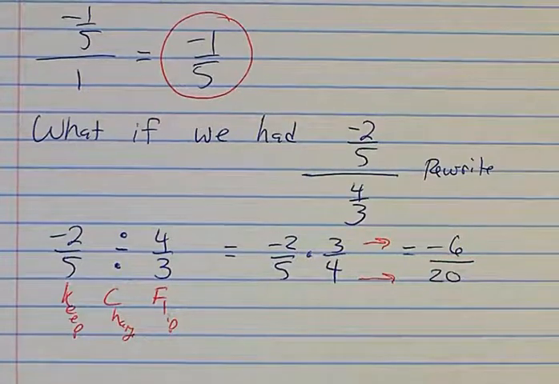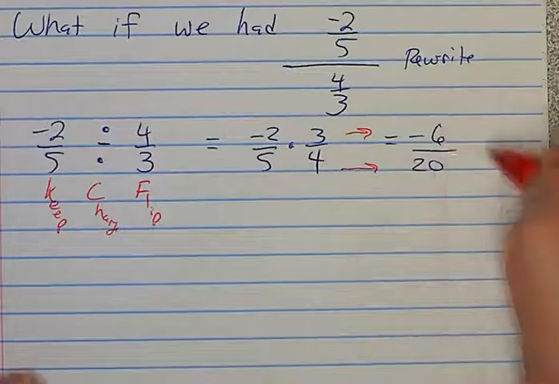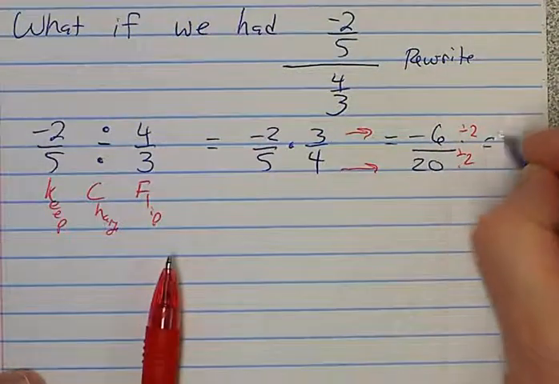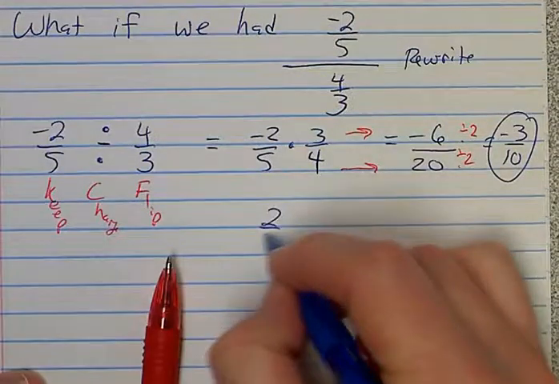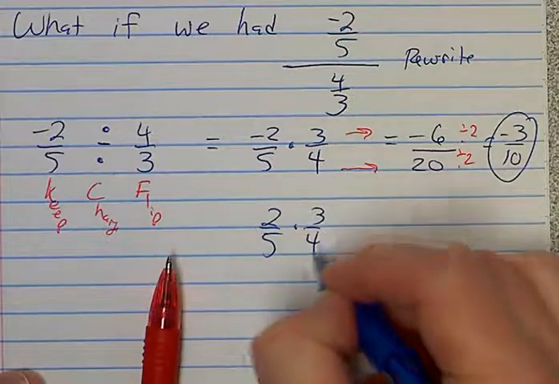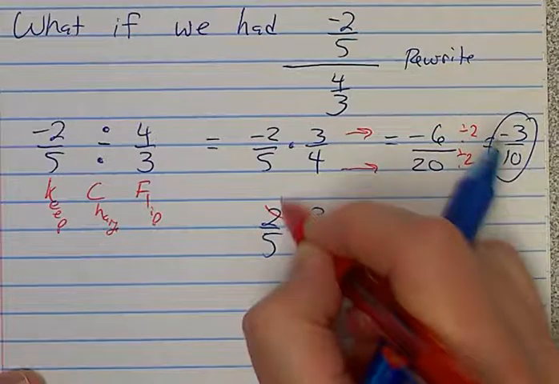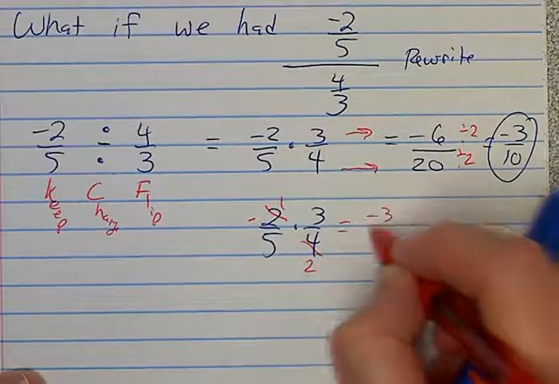Now, you can cross cancel, which is what we would do at the end, because on this one, if it's negative 6 over 20, you could divide them both by 2 and make that negative 3 over 10. We could have done the same thing here if you cross cancel, because you've got 2 and 4, you can divide these both by 2. It's negative, and that would make it negative 3 over 10.